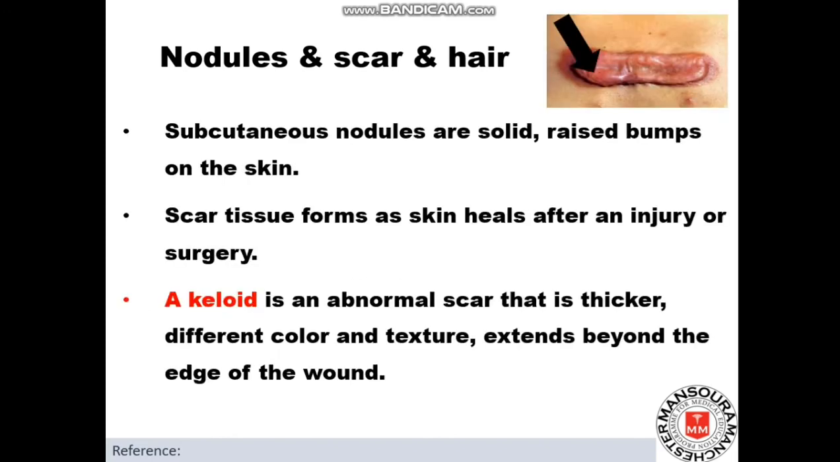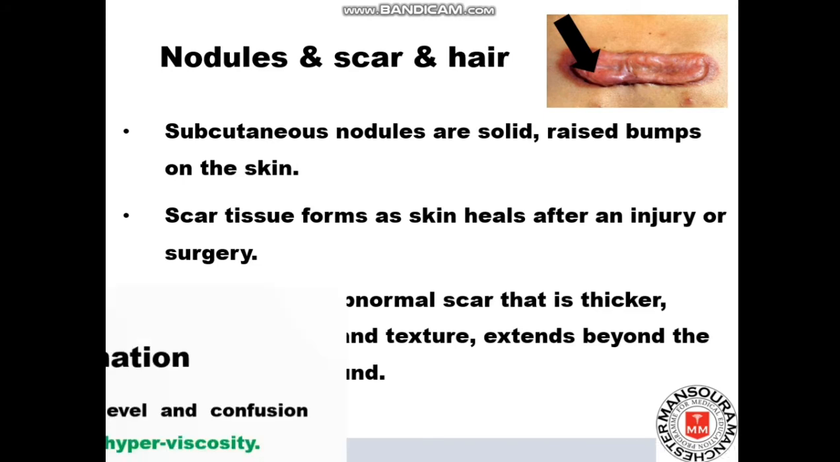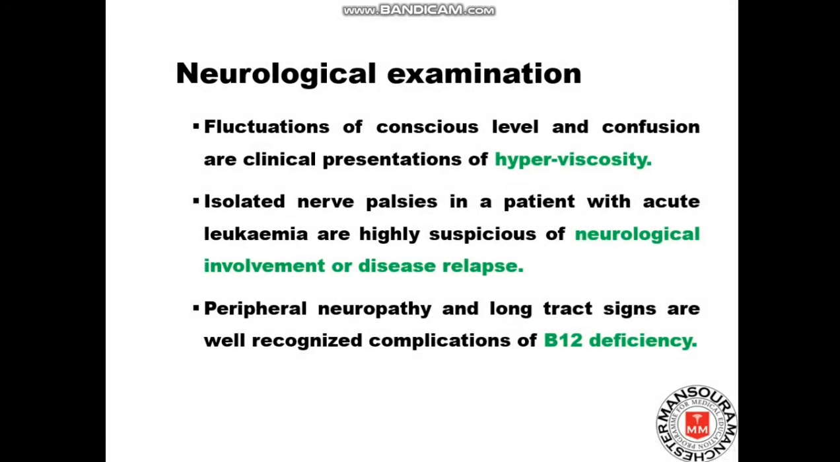Nodules, scar, and hair. Subcutaneous nodules are solid, raised bumps on the skin. Scar tissue forms as skin heals after an injury or surgery. This figure showing this keloid, an abnormal scar that is thicker, different color and texture, extending beyond the edge of the wound. Neurological examination, fluctuation of conscious level, and confusion are clinical presentations of hyperviscosity.